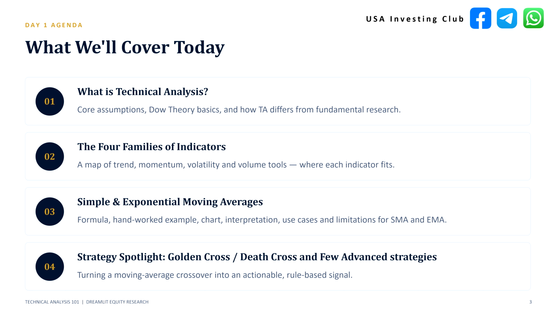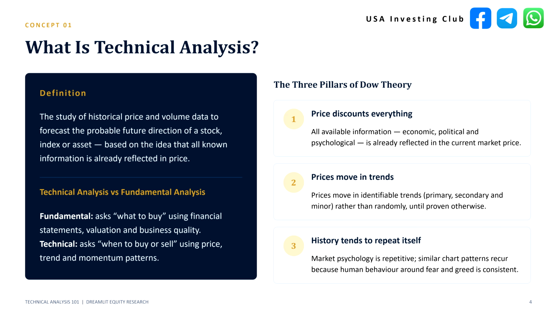Third, and this is where we'll spend the bulk of our time, we go deep on the simple and exponential moving averages: formula, a fully hand-worked numerical example, chart interpretation, real use cases, and honest limitations for each. And fourth, we bring it all together in a strategy spotlight on the golden cross and the death cross, turning 2 moving averages into 1 rule-based, actionable trading signal. By the end of this agenda, you'll have the vocabulary and the tools to start reading a price chart with real intention. Let's start with a proper definition.